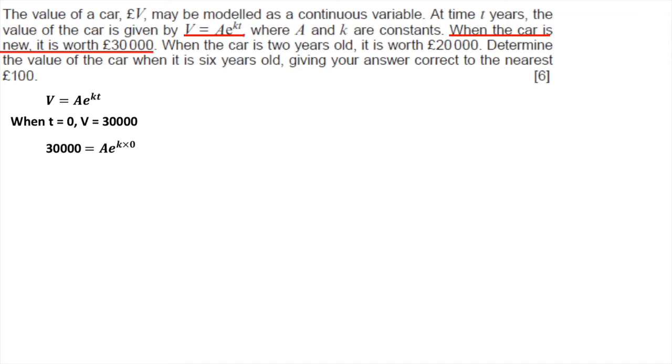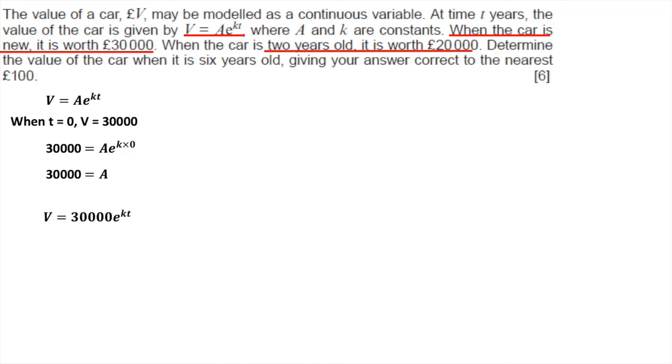So the right-hand side simplifies to just a, because what you have there is e to the power of k times 0. Now, k times 0 is equal to 0, and e to the power of 0 is equal to 1. Anything to the power of 0 is equal to 1. Then you have 1 times a left, which is a. So we worked out that a is 30,000. We can now substitute that value back into the formula. Instead of v = a e^(kt), I can now write v = 30,000 e^(kt).